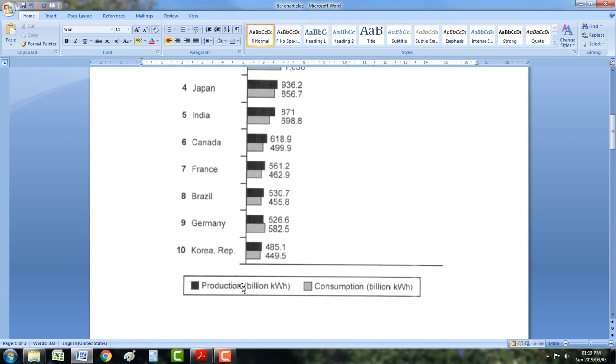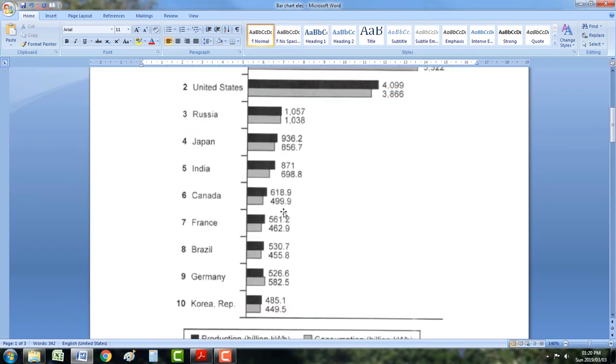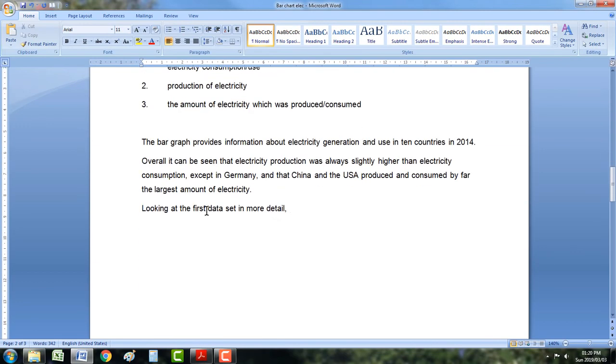So you're going to use your linking language. I'm going to use my normal linking language, looking at the first data set in more detail. You can change the first chart, but it's all one chart, so you can't say the first chart, the first data set in more detail. But I just want to be really clear and say on electricity production, the first data set on electricity production in more detail, it can clearly be seen that it is evident that.